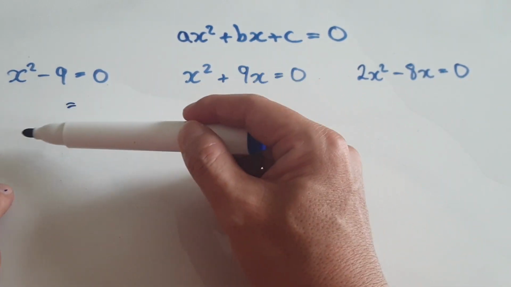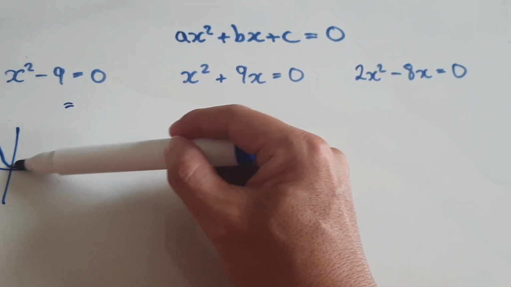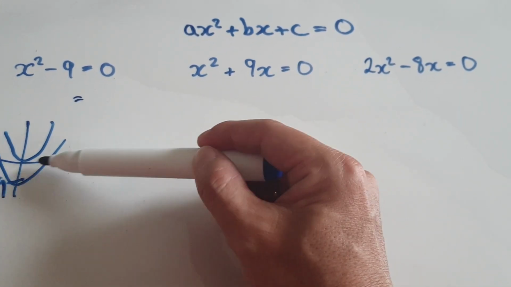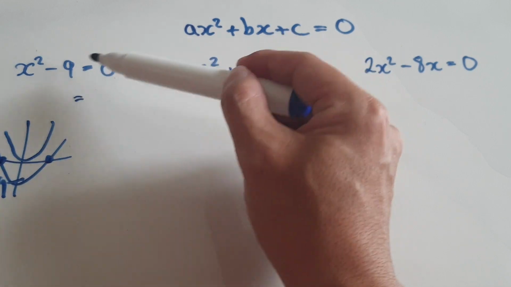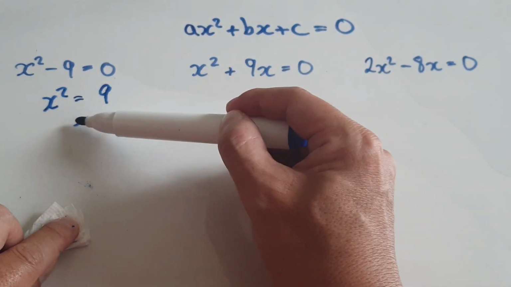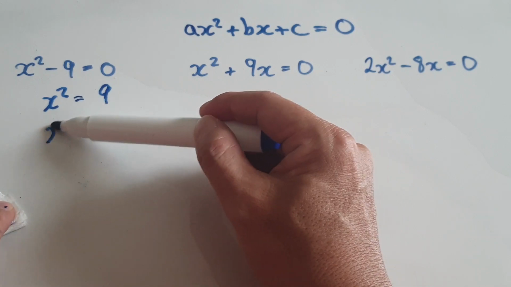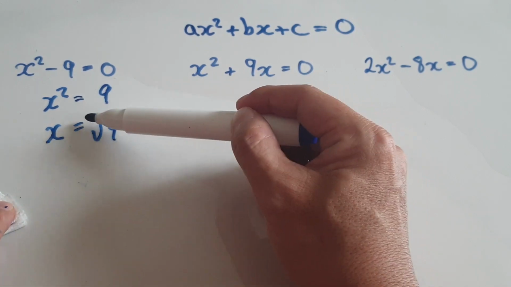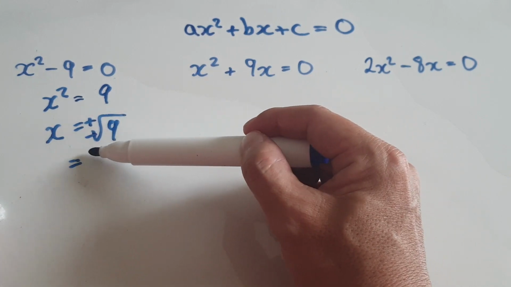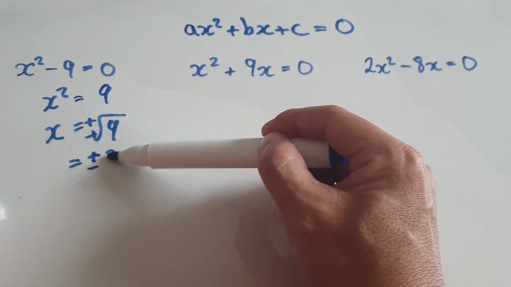So to solve this, imagine y equals x squared looks like this, and then you minus 9. So now the intercept is at -9. So you're looking for these two roots. This one's easy to do. You just add 9 to both sides, and then you square root both sides. When you square root both sides, you get the positive version and the negative version. Square root of 9 is 3, so you get positive 3 and negative 3.